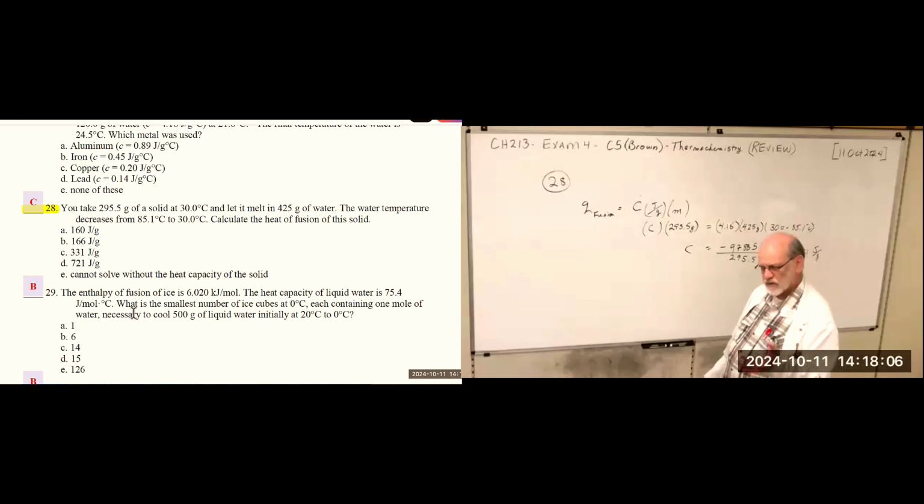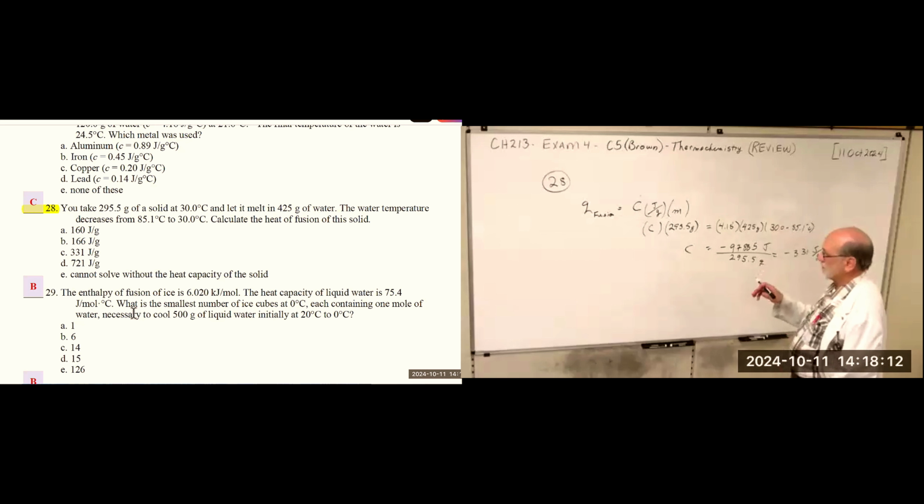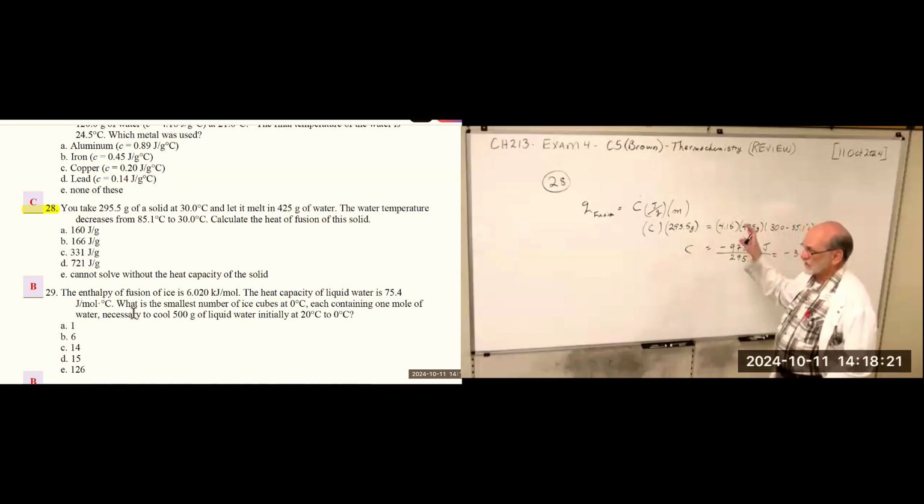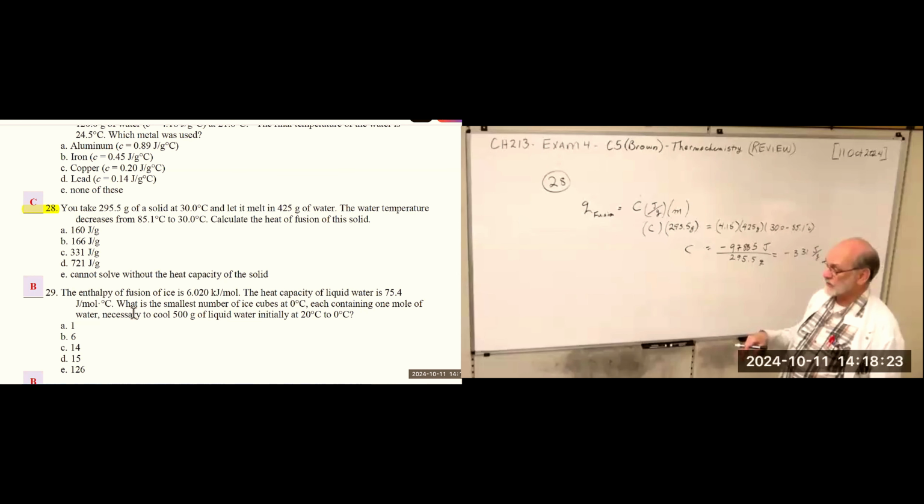Now the heat of fusion, it just depends on which way you're going. Are you melting it or are you allowing it to solidify? In this case, we're melting it. So the value should be positive. We got a negative here, but that's only because of the way we set up the problem. The value is 331 joules per gram.